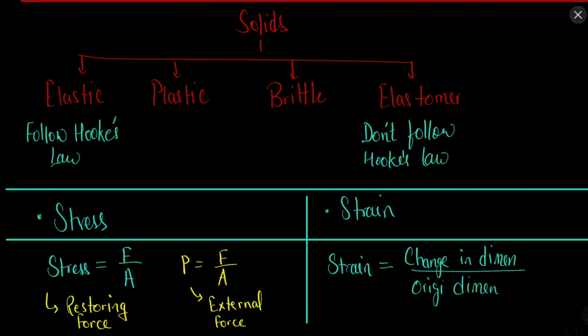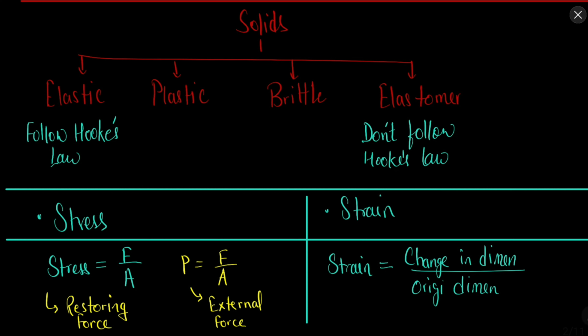Now solids show different types of properties. Different solids show different properties. Some show elasticity, some show plasticity, some show brittleness, some show elastomer property. So what are these properties, and why do different solids show different properties? We will discuss that from now on.